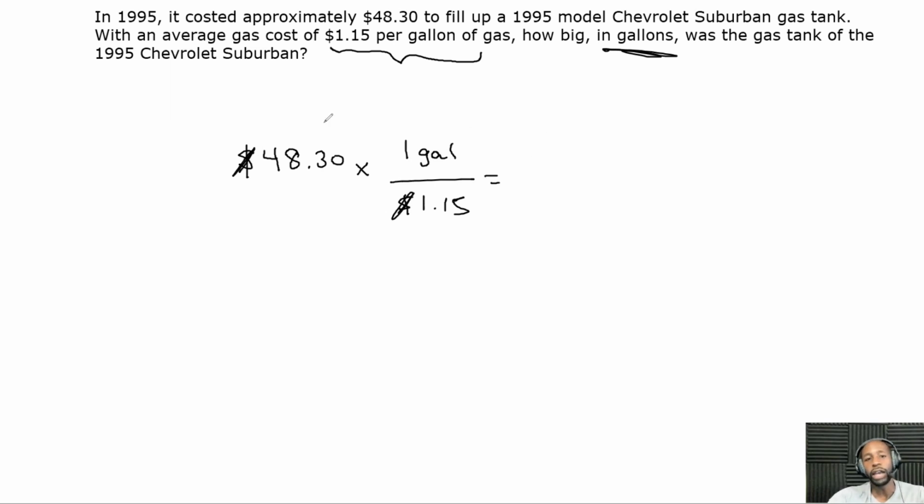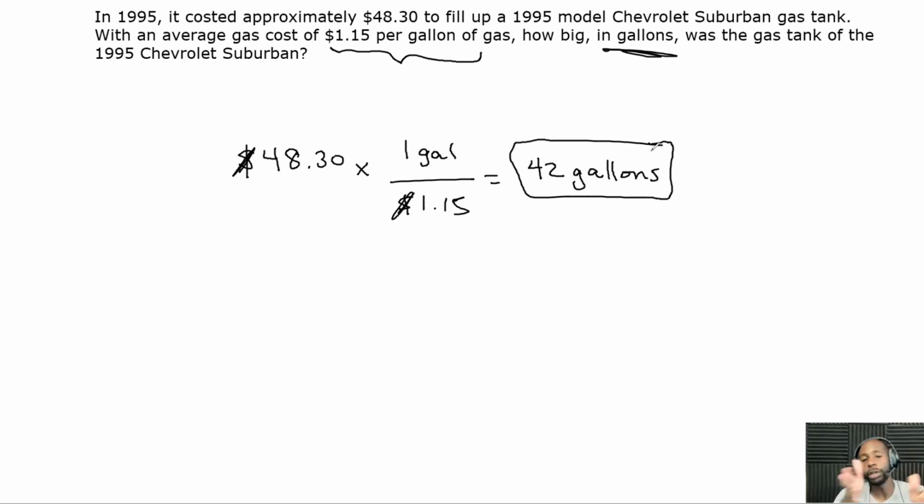Okay. So what you have is 48.30 times 1 divided by 1.15. So let's do that. And this gives us 42 gallons. So in other words, a Chevrolet Suburban tank was 42 gallons in size.